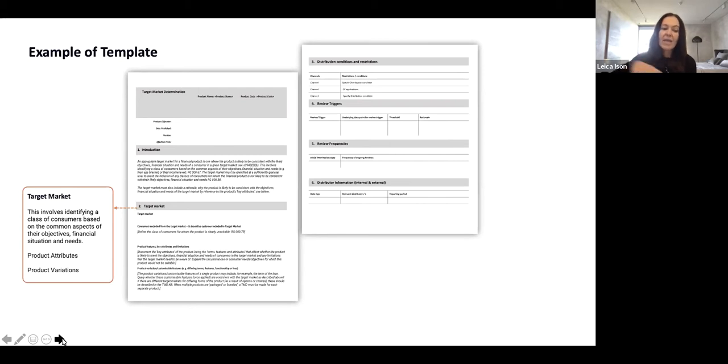But we're also adding in here looking at our product attributes and variations, and we'll talk more about those as we go along. So if I was just to summarize, the purpose of this section when you're going in to write it down is really understanding that customer, but also ensuring that you've got a good fit between your product and your value proposition and that target customer. So that's the first area.